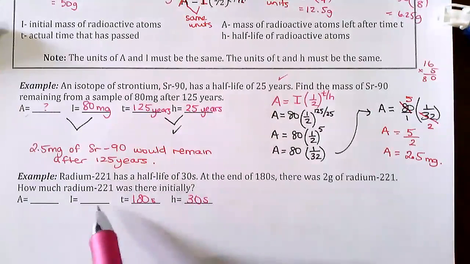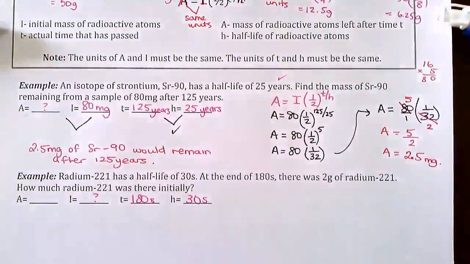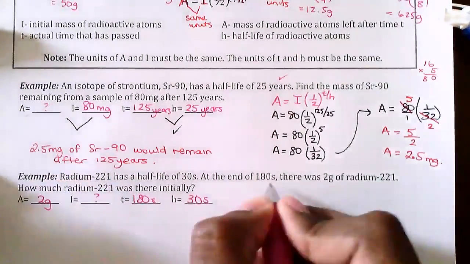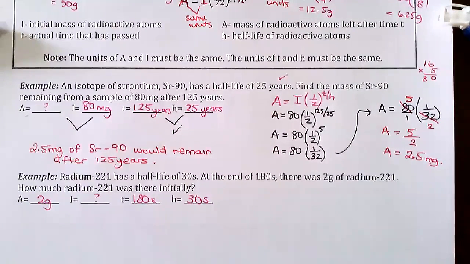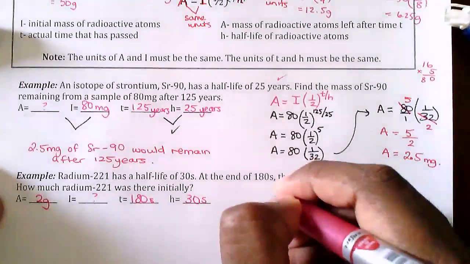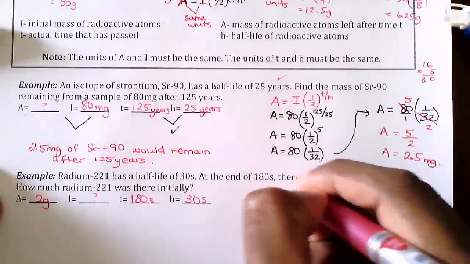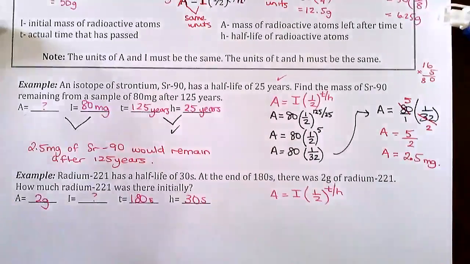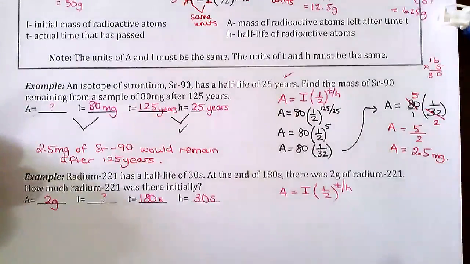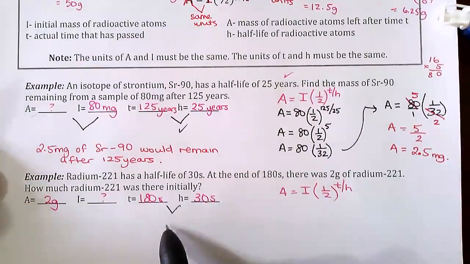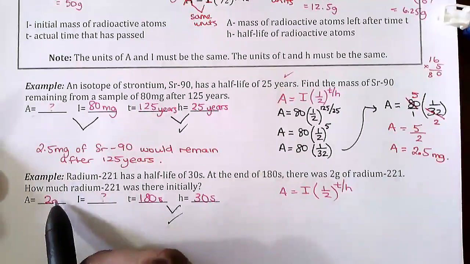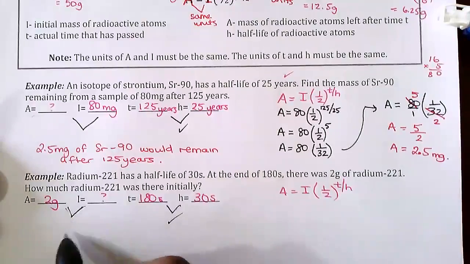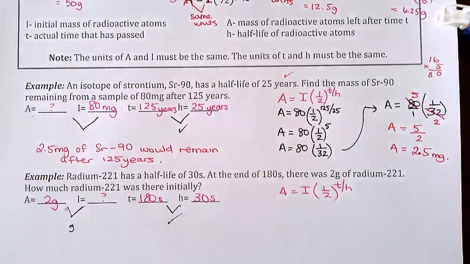So we don't know the initial amount, so I is the question mark in this case. And the A, the amount that was left over after 180 seconds, was 2 grams. So we're going to write the general formula once again. Again, look for the units. T and H have the same units, that's fine. Here, amount is grams, so we know that the initial amount will also be measured in grams.